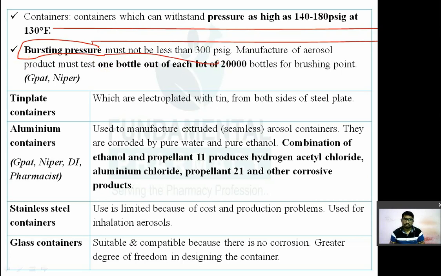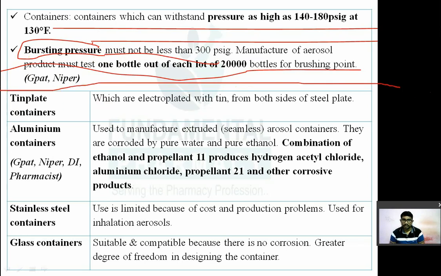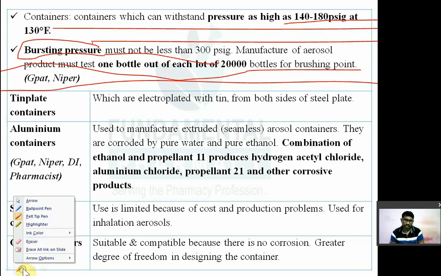The manufacturer of aerosol product must test at least one bottle out of each lot of 2 lakh bottles for bursting point. Questions on this also come in NIPER. Is it bursting point or bursting pressure? So bursting pressure must not be less than 300 psi. So the container should not burst below this pressure; only then can you use that container. The manufacturer of aerosol product must test one bottle out of a lot of 2 lakh bottles for bursting point. As it is, the question has come. Then on this also, the question has come as it is. That's why I have enlisted only important points over here.